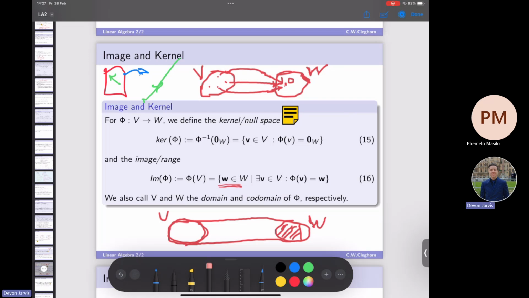Lower dimensional subspaces are embedded in higher dimensions. Once I apply a mapping, some information gets lost. What gets lost is my kernel. What is preserved in my new space is my image.